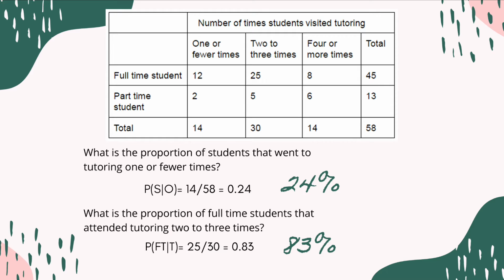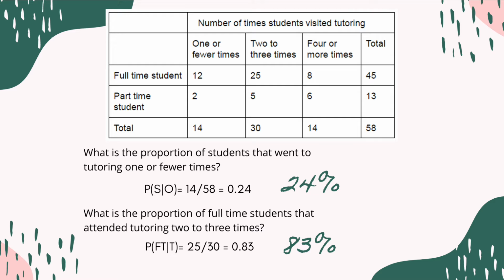In this slide, we can see the number of times students have visited tutoring: 1 or fewer times, 2 to 3 times, or 4 or more times. And we can also see whether the student is full-time or part-time. For the first question, we are told to find the probability of a student that goes to tutoring 1 or fewer times. For this, we will find the total amount of students that went 1 or fewer times and divide it by the total amount. This being 14 over 54, which says that 24% of students went to tutoring 1 or fewer times.